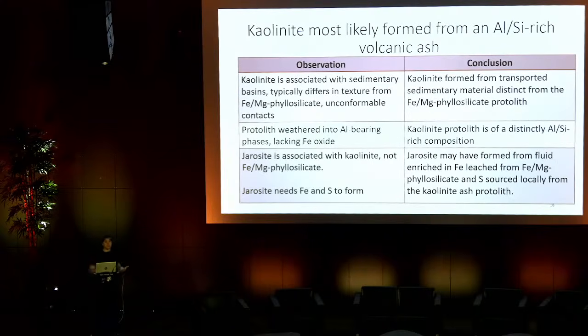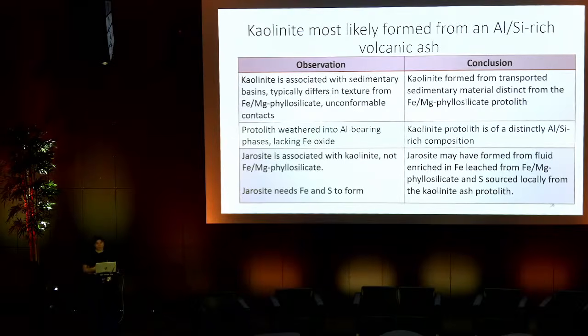And this is unexpected because jarosite is an iron sulfate. To form, it needs iron, sulfur, as well as oxidizing conditions. And so if you had sulfur-rich fluid moving through the system, you would expect it to form alongside the iron magnesium phyllosilicate. We propose that jarosite may have formed from fluid that was enriched in iron that was leached from the surrounding iron magnesium phyllosilicate, but the requisite sulfur was sourced locally from the kaolinite protolith.